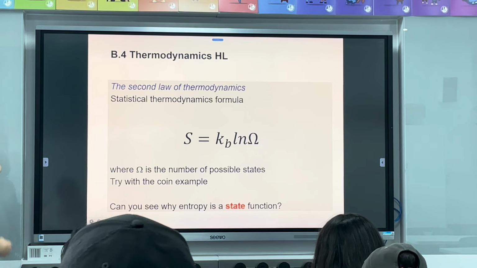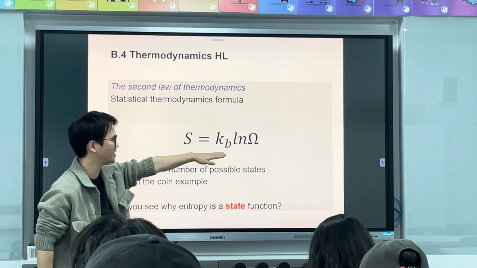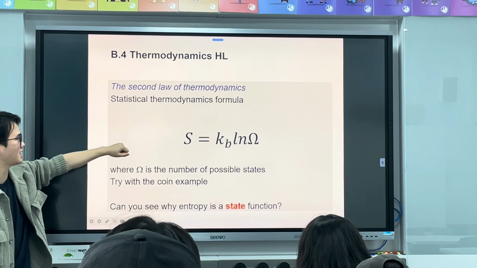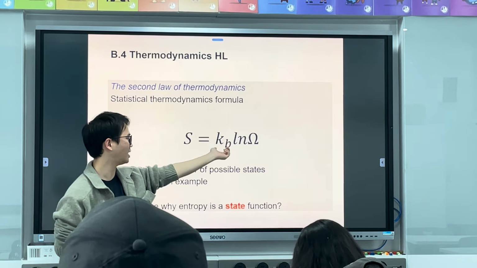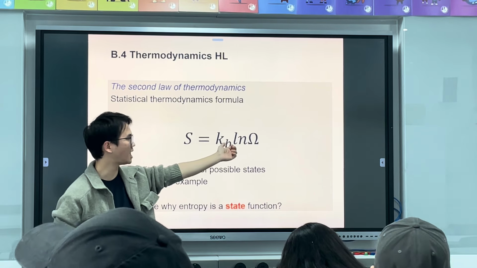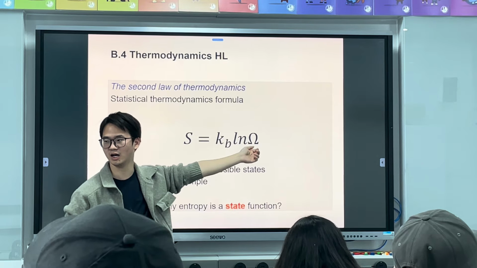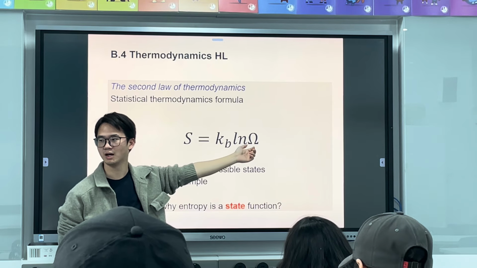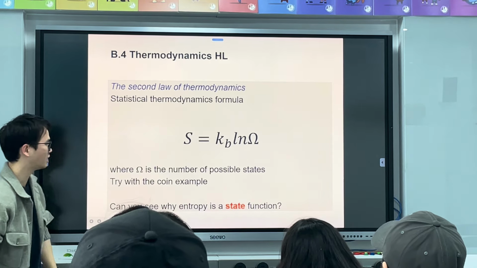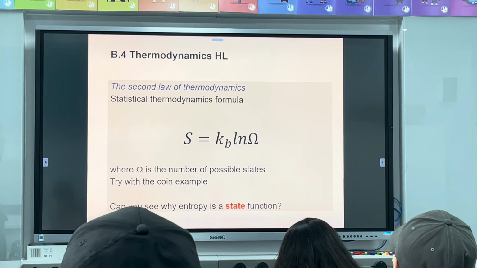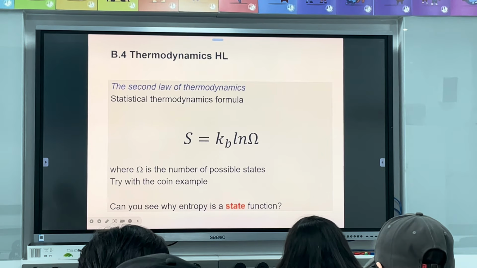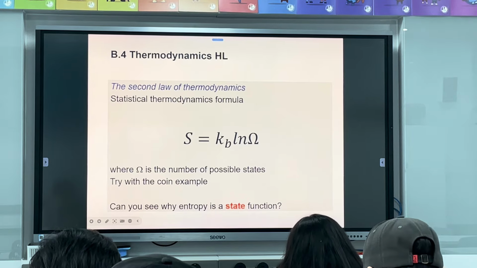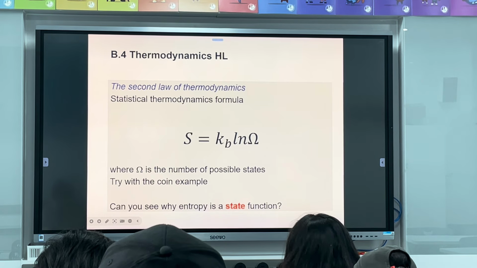This is actually the statistical definition for entropy. Thermodynamics formula for that: entropy equals the Boltzmann constant times the log of the possible microstates for the desired situation. Okay, so let's do an example to see how we can utilize this equation.